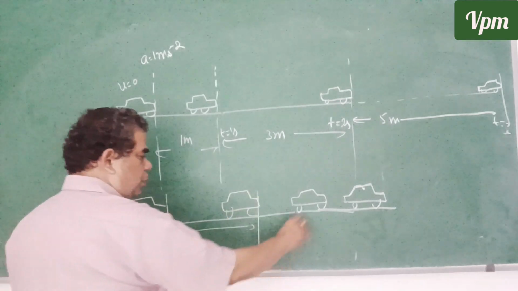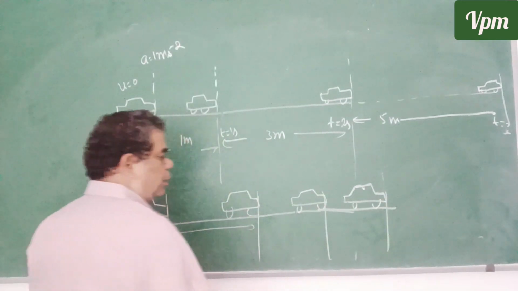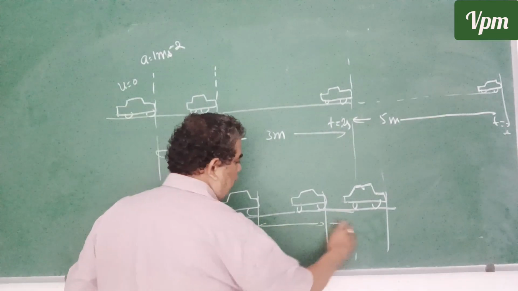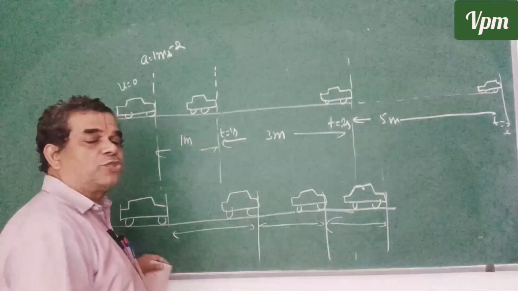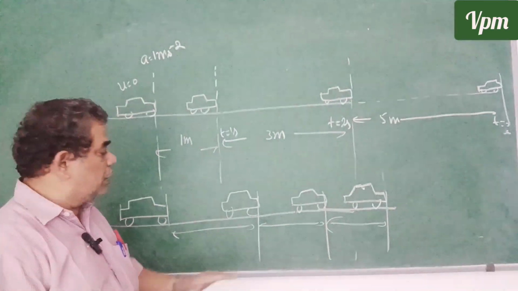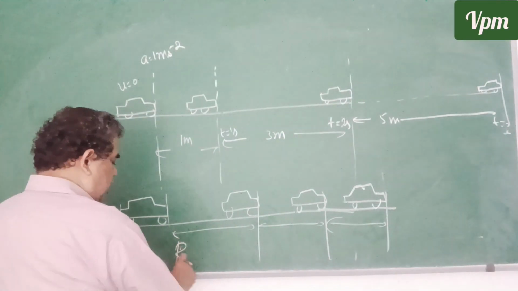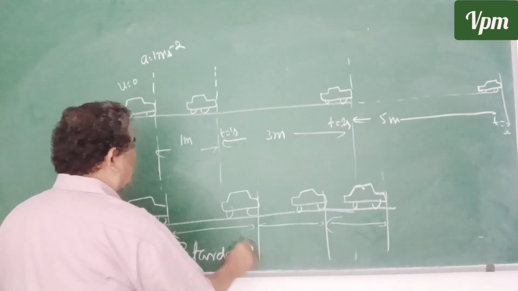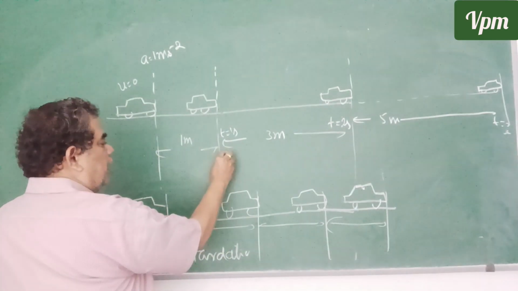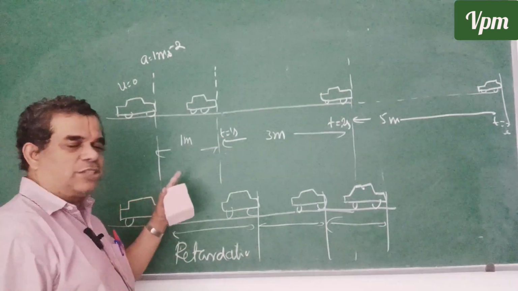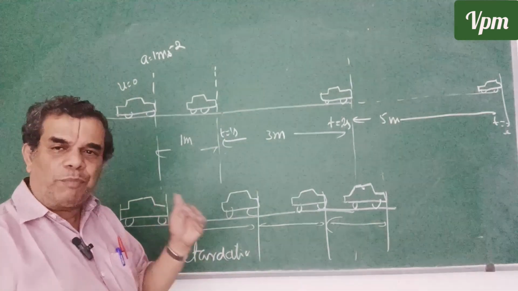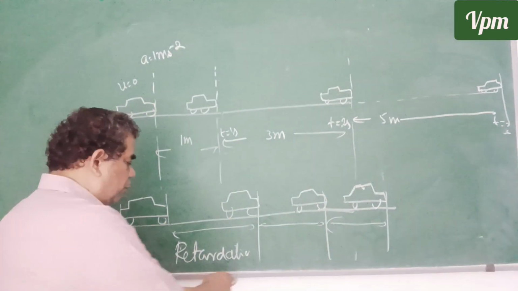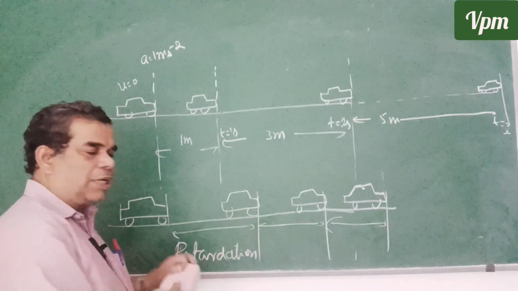Observe the gaps. The gaps are reducing. The distances are becoming smaller and smaller. Finally, it comes to rest. So, this is about retardation, where the velocity goes on decreasing. The other is for increasing velocity. That is acceleration, we simply say. It implies there's an increase in velocity. Retardation is where a decrease in velocity happens like this.